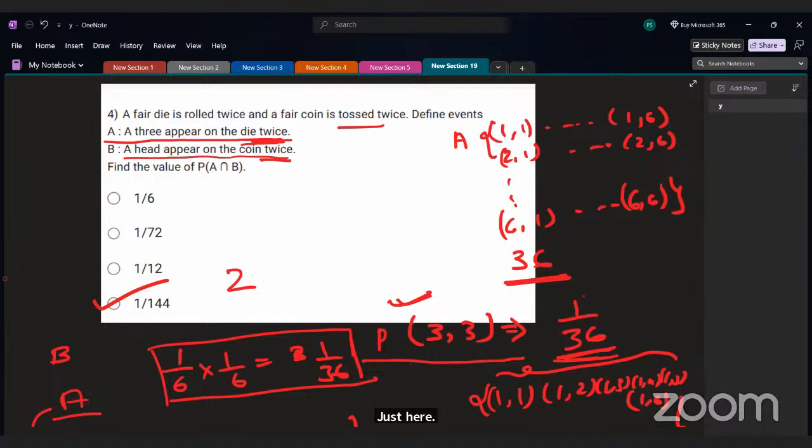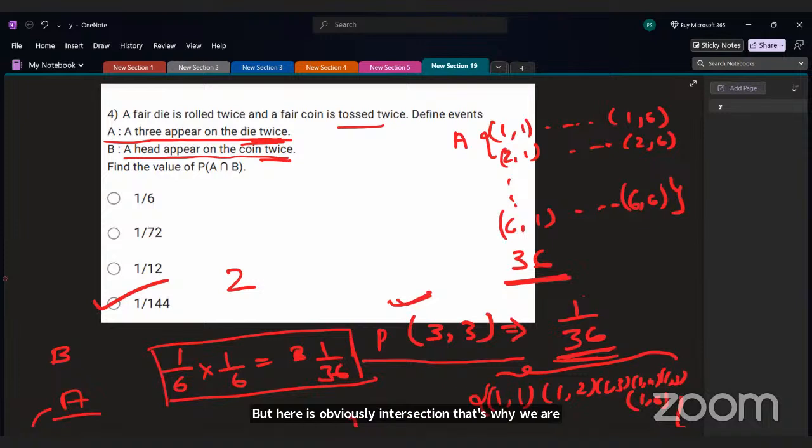Basically, these are disjoint events. Disjoint events and independent events are different. Disjoint events basically mean there is no intersection part, but here there is obviously an intersection. That's why we are calculating independence.